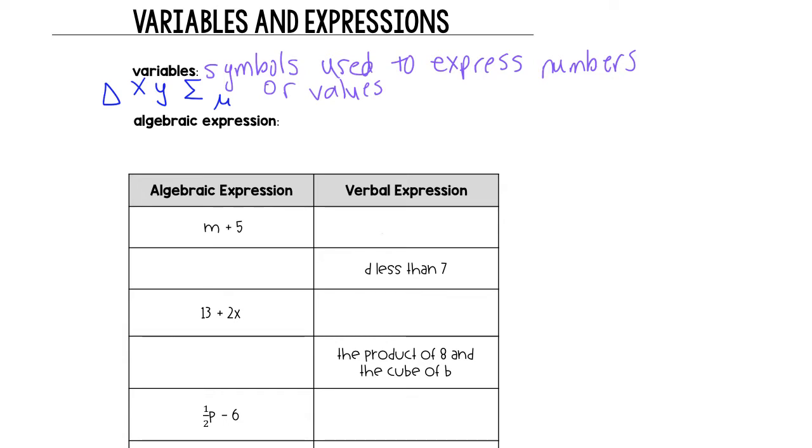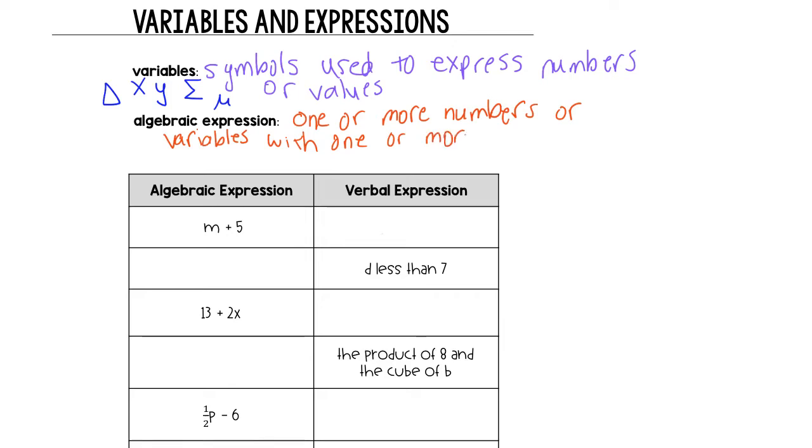An algebraic expression is our other term for the day, and it's one or more numbers or letters. Let's make that a little more concise: numbers or variables. Variables don't have to be letters, do they? With one or more operations.